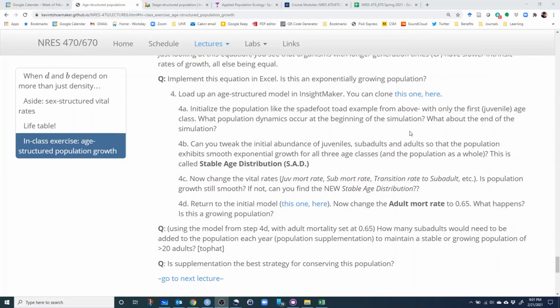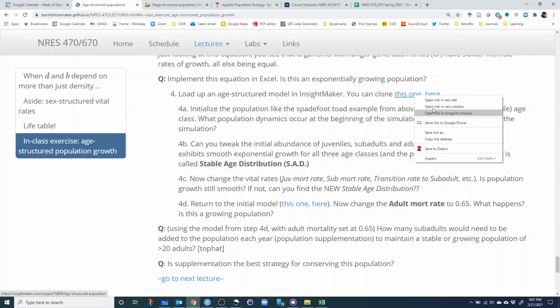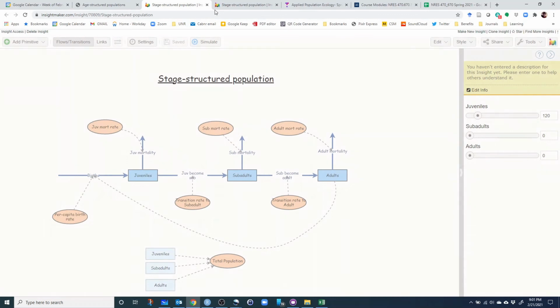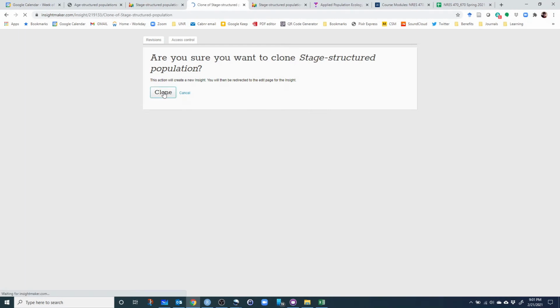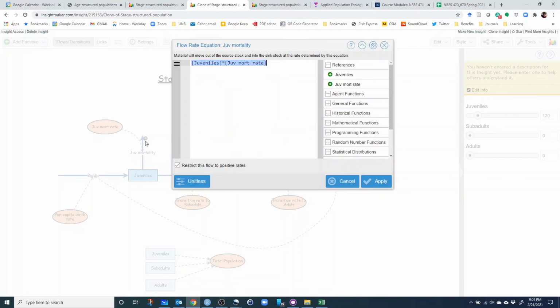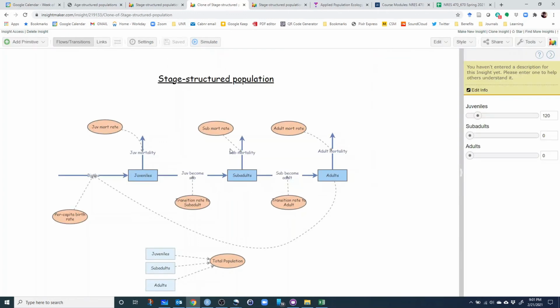Next, I would like you to load up an existing age-structured model in InsightMaker so you can clone this model here. So I'm going to open it up in a new tab, Stage Structured Population, and I'm going to clone it. There we go. Okay. So I'm going to clone this model, and this is a basic age-structured model, just like the one we're building in Lab 3.